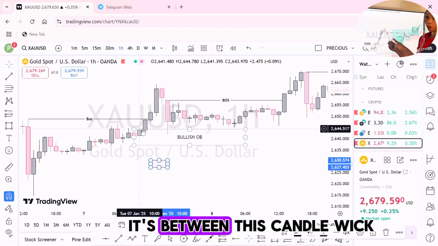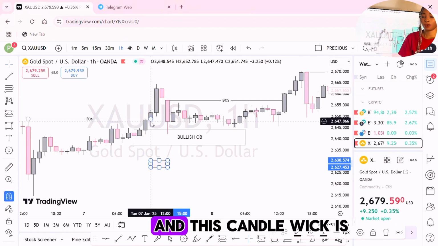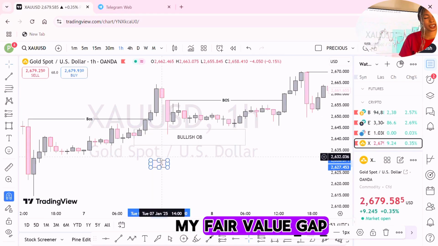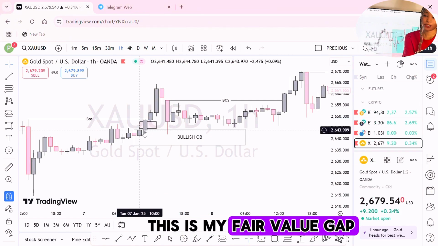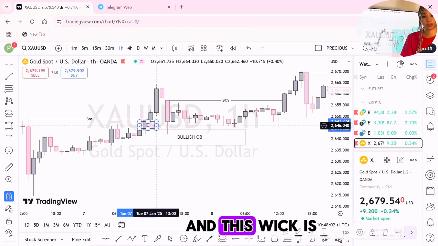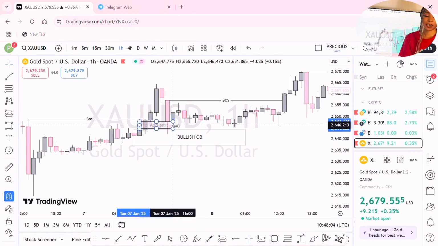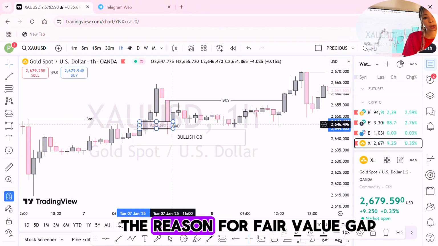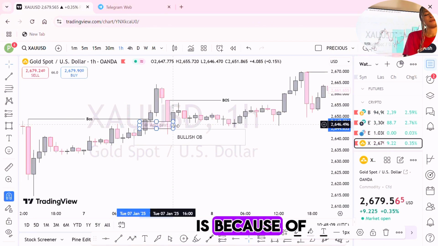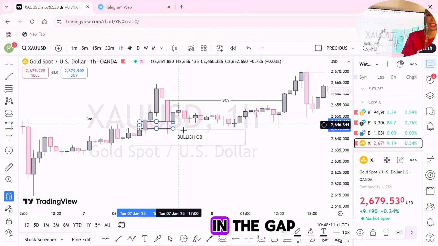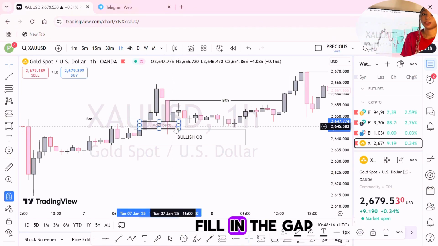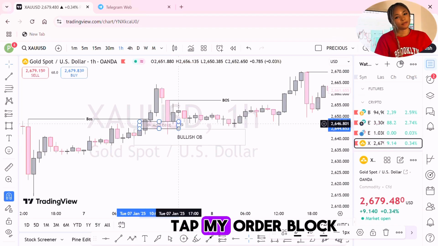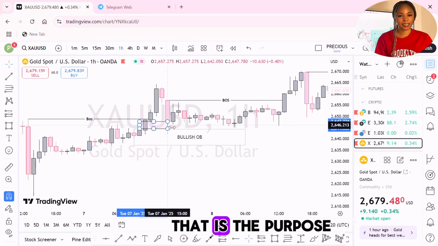The space between this wick and this wick is my fair value gap. So I'm putting it here. So this is my fair value gap. So you can see, the reason for fair value gap is because of price coming to fill in the gap. You can see price came down here to fill in the gap as well as tap my order block. So that is the purpose of fair value gap.